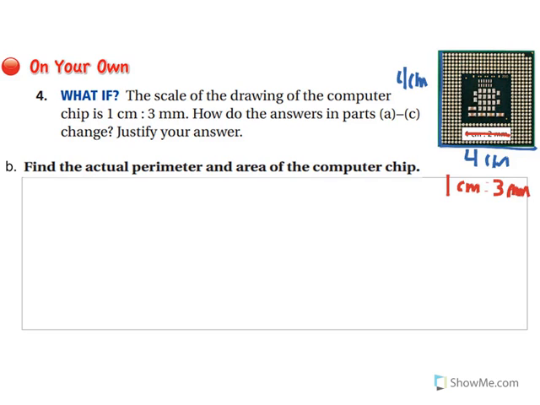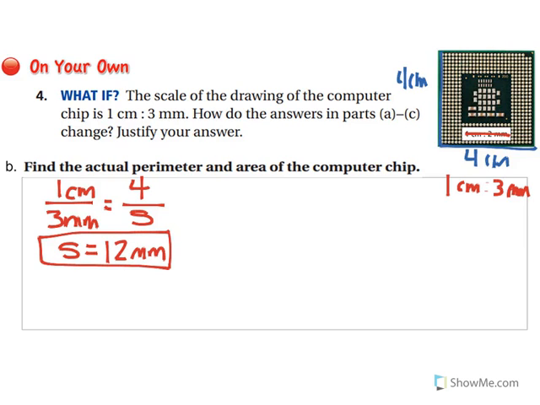So, the first thing we need to do is find out what the measurement would be for the actual computer chip, to find out what the side length is. So, we go with our scale, which is 1 centimeter to 3 millimeters. And the information we have is the model, or our drawing, is 4 centimeters, so I'm going to put 4 up here. We don't know what the actual side measurement is. So we're going to do our cross multiplying. We get S times 1 centimeter is S. Then we have 3 times 4 is 12. So 12 millimeters would represent what the side length is of the computer chip.